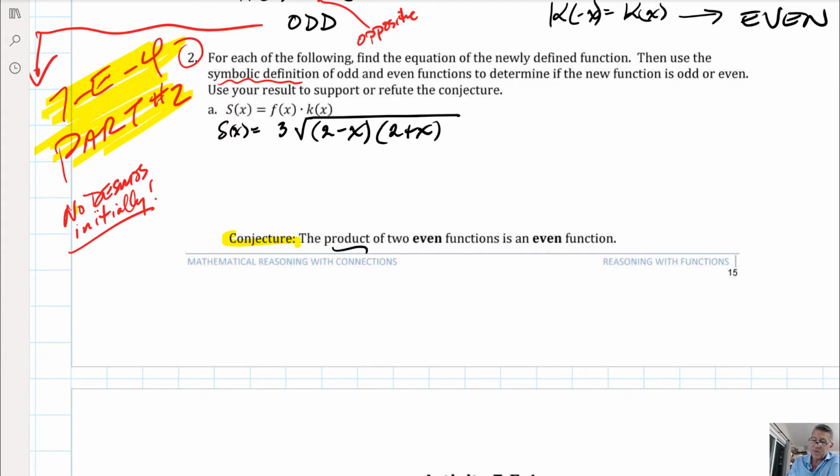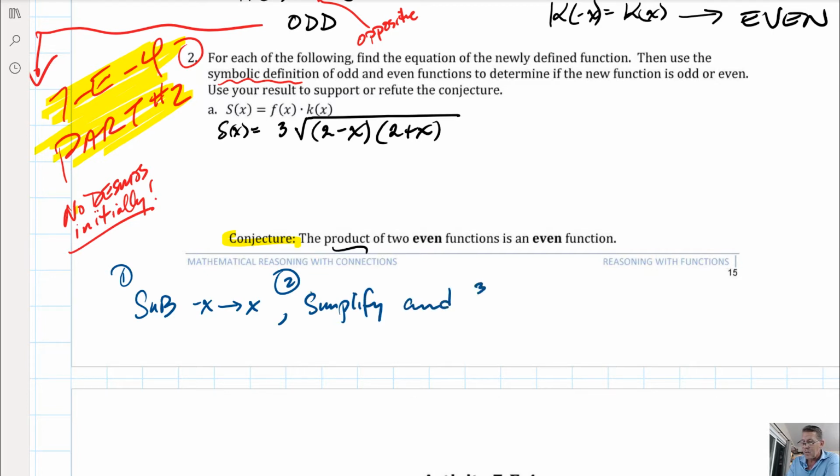Okay, we substitute in, here, let me write it down here. Step 1, we sub negative x in for x. Then step 2, we simplify the result like we did 8 times above, okay? And then step 3, we analyze the result and compare it to the definition. So it's this 3-step process. So let's do it again.